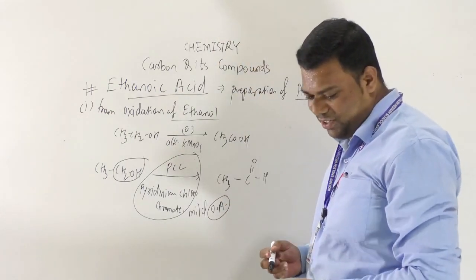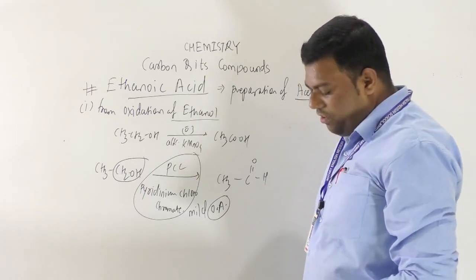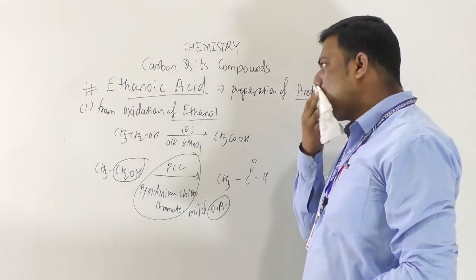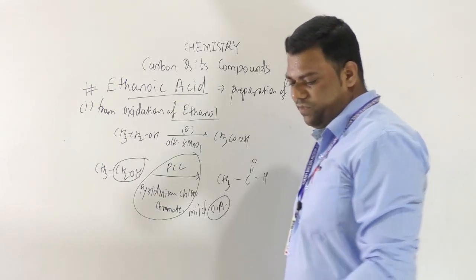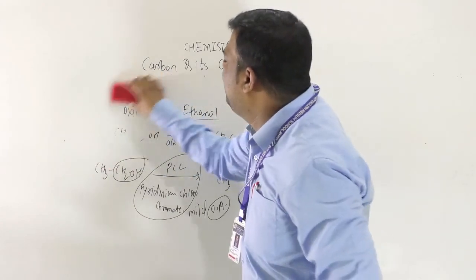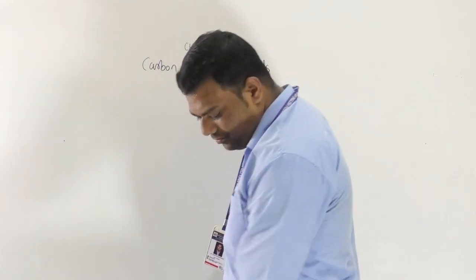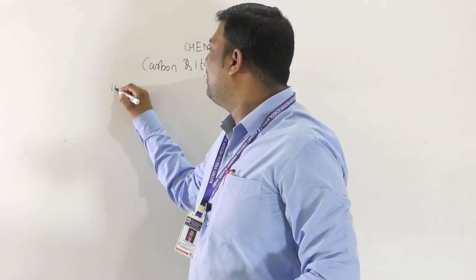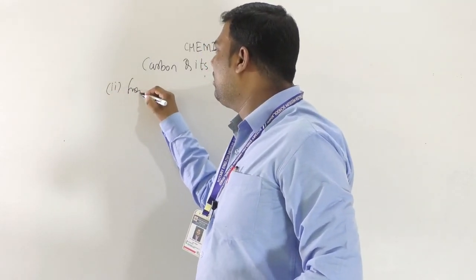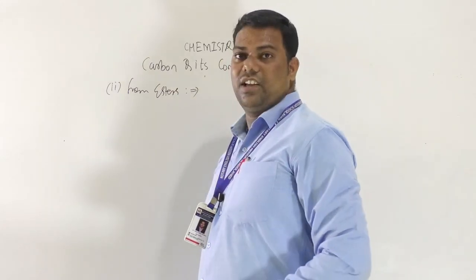Mild oxidizing agent. Understood? Okay. Now see, beta, from esters how we can prepare? Ready? So see here, how we can prepare ethanoic acid? From esters. Yes, how we can prepare?